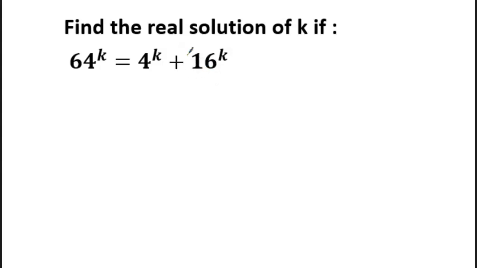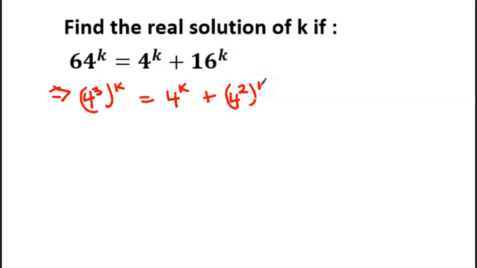Now looking at the parameters, you realize that you can express 16 in terms of the least base, which is 4, and then 64 too, you can express it in terms of 4. So let's do that. This implies that 64 can be written as 4 raised to the power 3, all raised to the power k, is equal to 4 to the power k plus 16 can be written as 4 to the power 2 all raised to the power k.